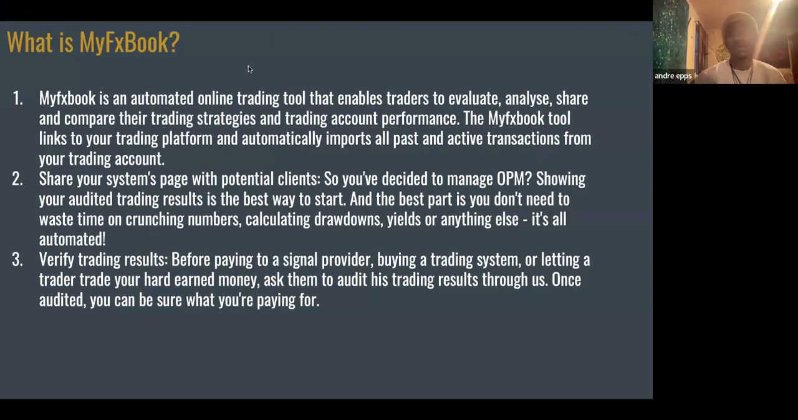So that when we show this to our clients, they'll be able to actually see the legitimacy of it. All your information has to be verified through them: ID, trading account, whether it's live or demo, all those things have to be corresponding in order for the results to be verified and even registered through the site. So it says: verified trading results. Before paying a signal provider, buying a trading system, or letting a trader trade your hard-earned money, ask to audit his trading results through us. Once you audit it, you can be sure what you're paying for.